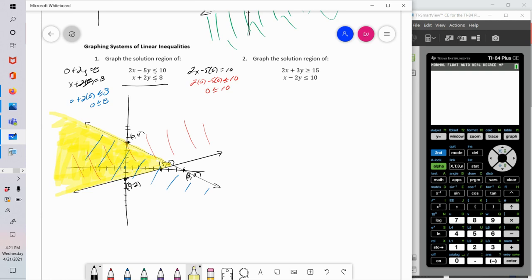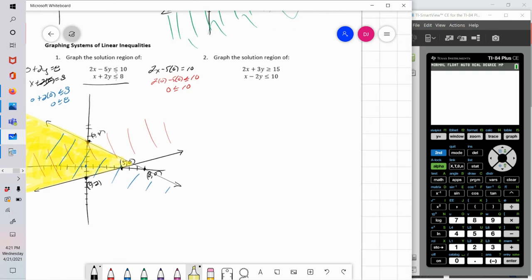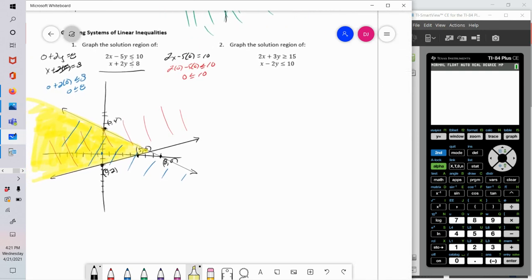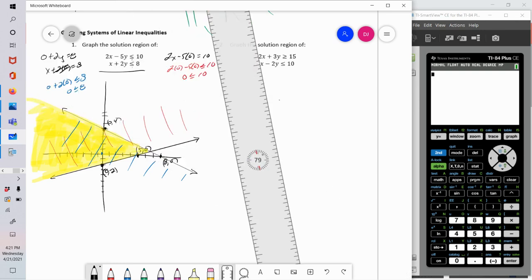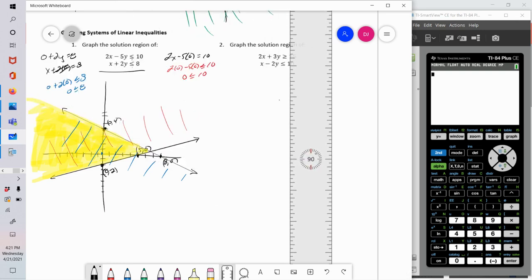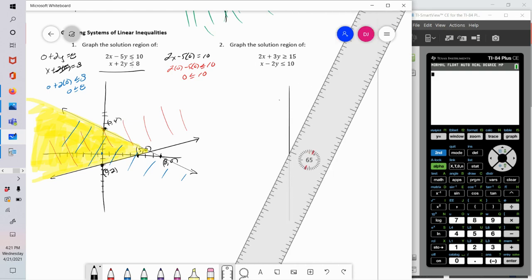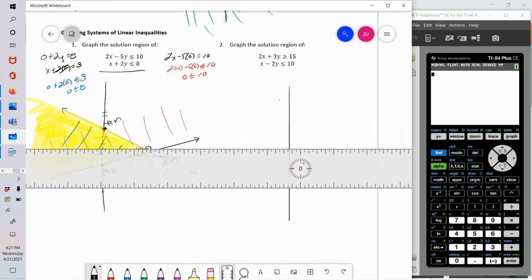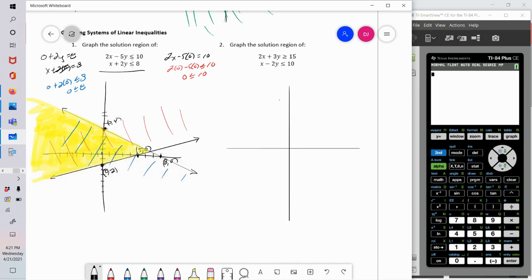Okay, so number 2. It's going to be the same thing. I'm going to fix that. I suppose what I could do, right? There's my y-axis. This would give me a much better axis to work with.